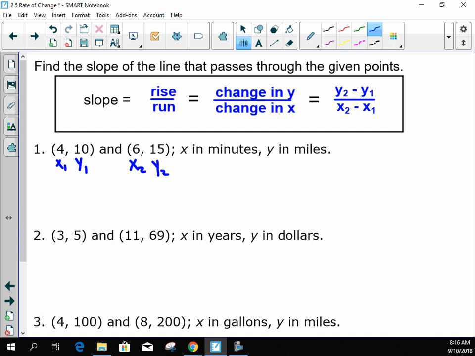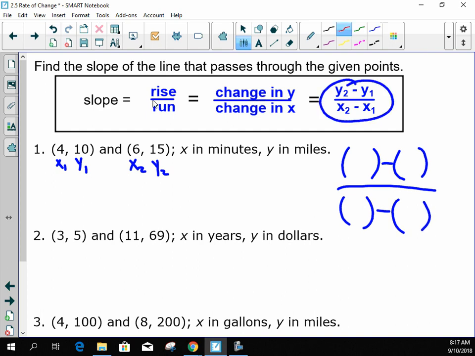So now, please, y2 minus y1 over x2 minus x1 comes from right here. I make the empty parentheses. And then I fill in my values. What value goes right here? What value goes in this one right here? 15. That's my y2. What value goes right here? You identify them x2 and x1 so you can fill them in. Now I got to put in y2, which is 6, y1, which is 4.